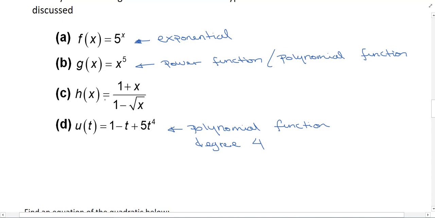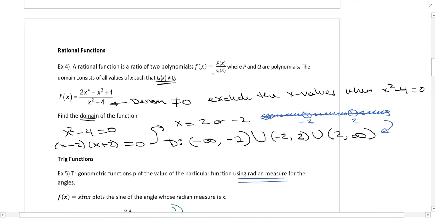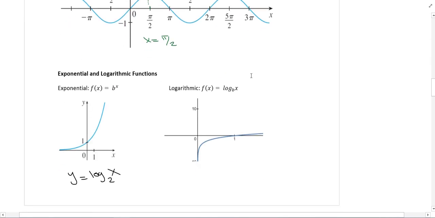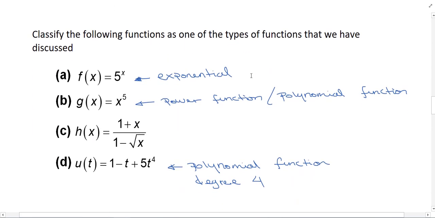What about C? I had skipped that one. What is this? It looks like it might be rational, right? At first glance, you're like, oh, that's rational. It has a numerator and a denominator. But let's go back to what it means to be a rational function. A rational function is p of x over q of x, where p and q are polynomials. And to be a polynomial, you have to have a non-negative integer exponent. Whereas this, the square root of x, is x to the 1/2. That is not an integer. So this is not a rational function. We just call this an algebraic function.